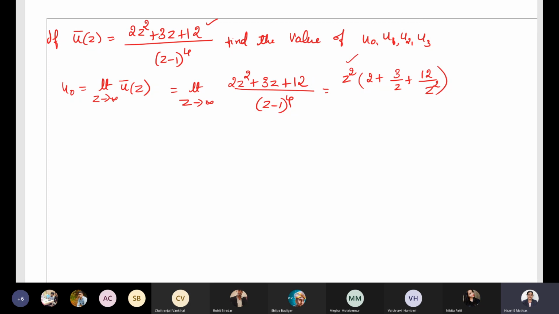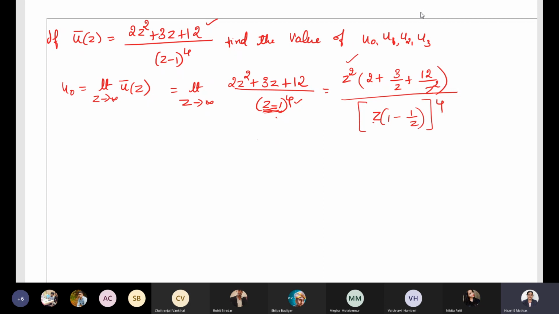Now in the denominator, what shall we do? We have Z minus 1 power 4. Inside the power 4, if I take Z outside from Z minus 1, what will remain? 1 minus 1 by Z remains. So that is what I have written. From Z minus 1, if you take Z outside, 1 minus 1 by Z remains, power 4. So it is Z into (1 minus 1 by Z) power 4.